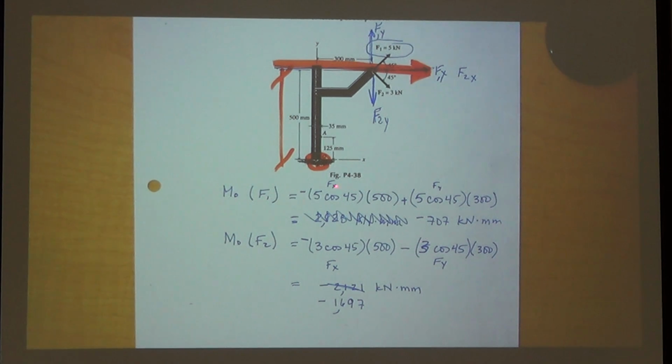Okay? So we took each component of F1X, F1Y, F2X, and F2Y, multiplied it by the perpendicular distances, and in the end we got a value of 1697. Show me with your hand which way it's spinning. Is it spinning clockwise or counterclockwise? Counterclockwise, why? Because there's a negative here, right? When the thumb points out, it's positive. When the thumb points in, it's negative.